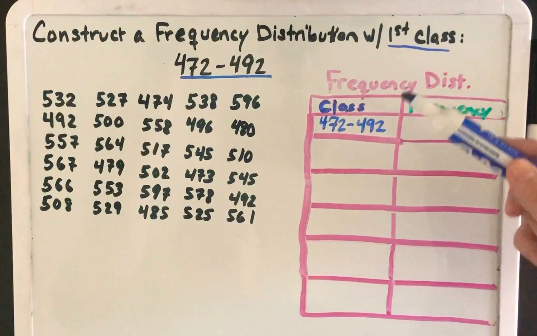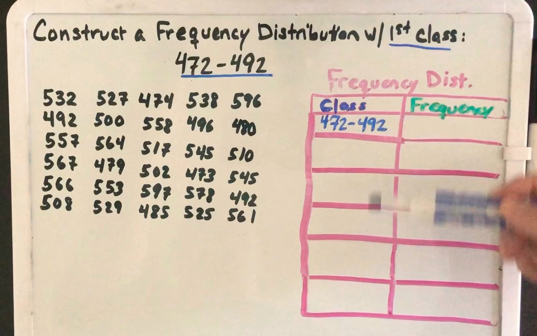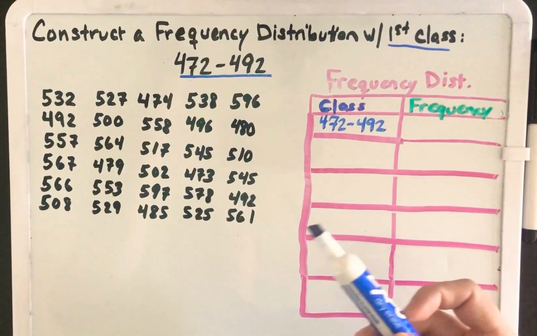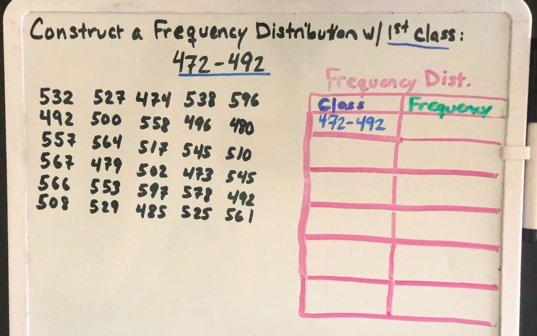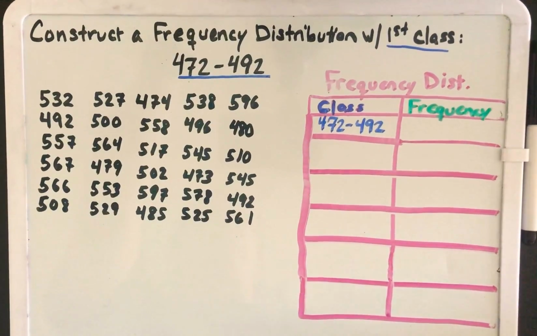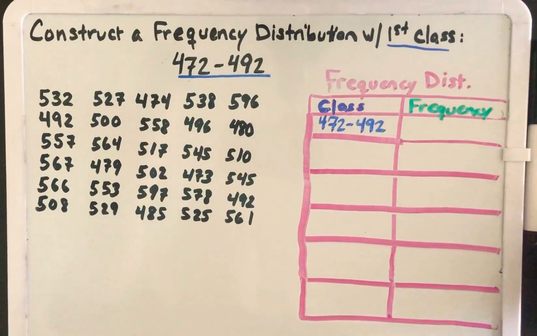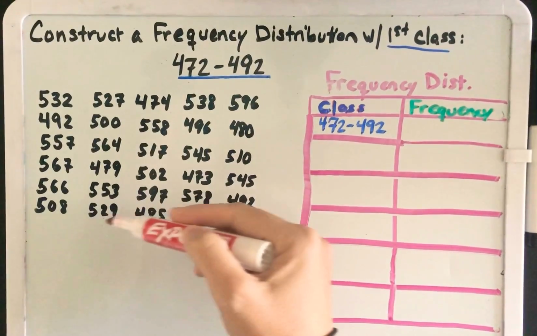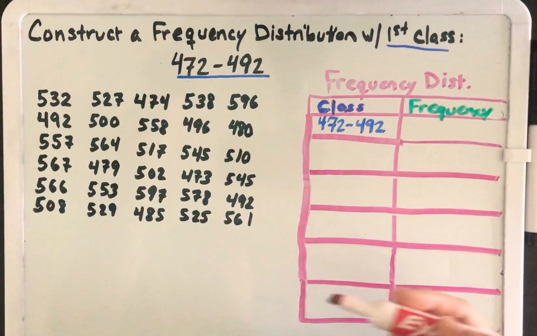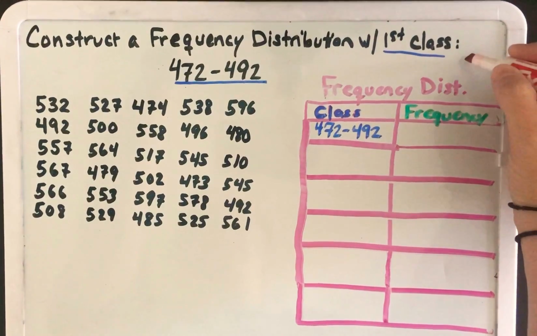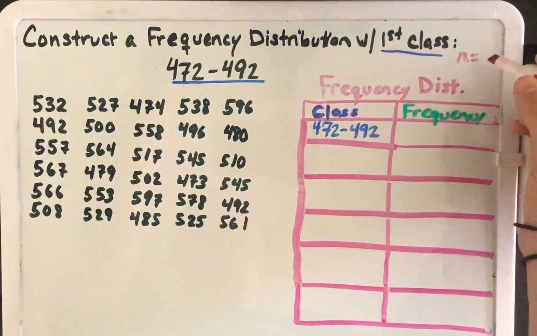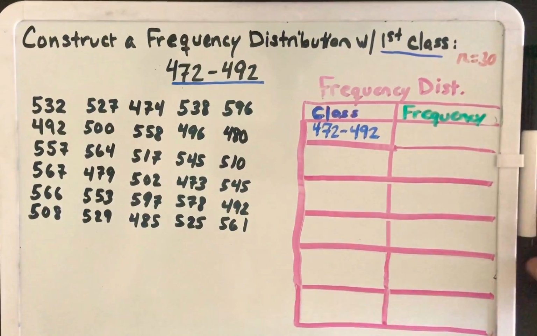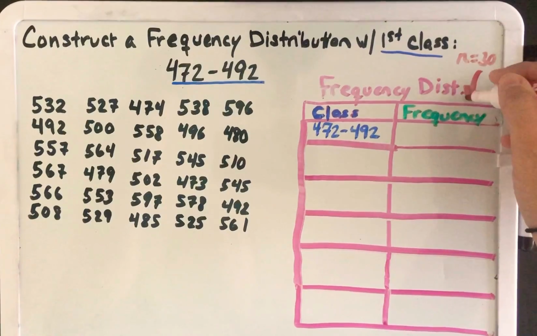What that means is if I'm designing a frequency distribution, I would need a column for my classes and a column for my frequency for each class. The first thing I want to do is figure out how many data values I actually have, so that I can keep track of my frequencies. I see this has a column of 6, and there's 1, 2, 3, 4, 5. 6 times 5 is 30. So I know up front that n, the number of items, is 30. I have to make sure that in the end, my frequencies sum up to 30.